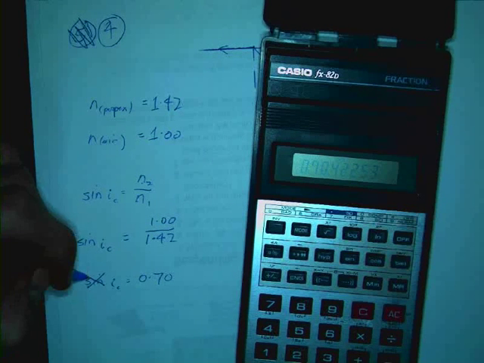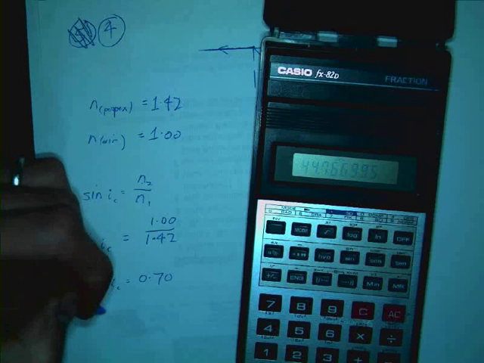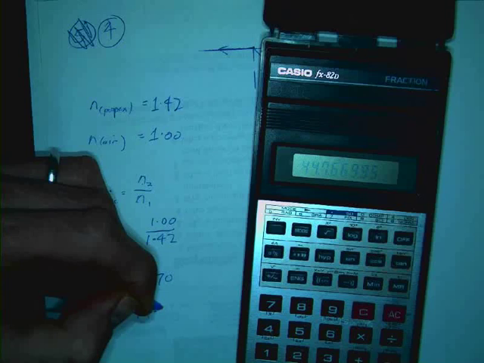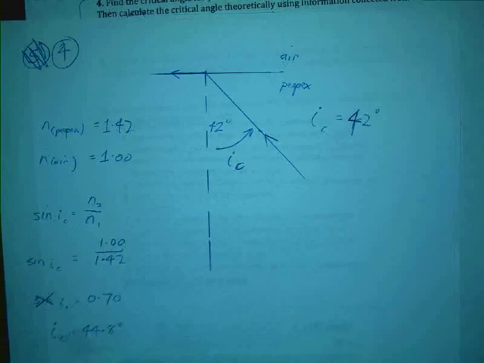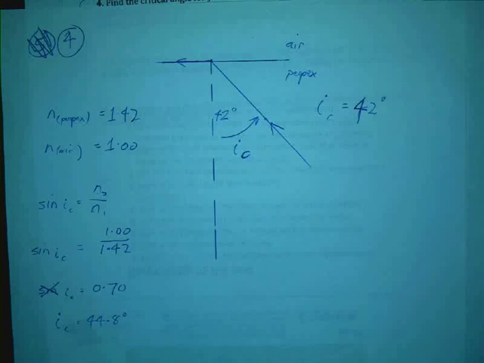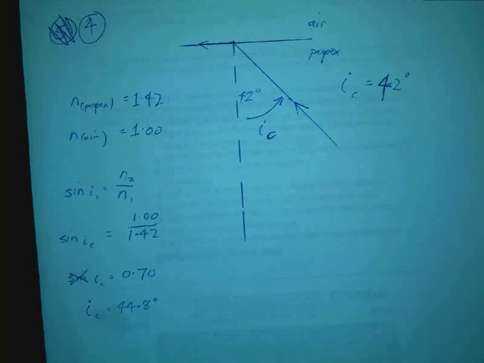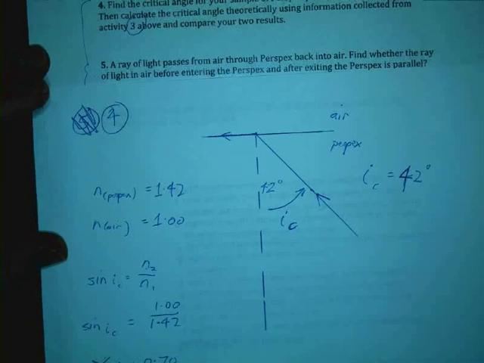Alright, to get the critical angle by itself, we do inverse sine. So inverse sine this, get rid of this, but then we need to inverse sine this side. 44.8 degrees compared with 42. That's alright. A couple of degrees out. It's to be expected. So we'll go with that, no problems at all.